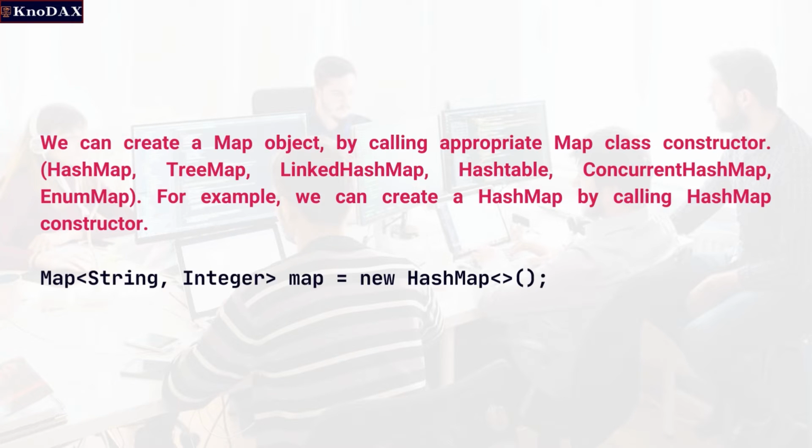How do you create a map? We can create a map object by calling the appropriate map class constructor. For example, we can create a HashMap by calling the HashMap constructor.